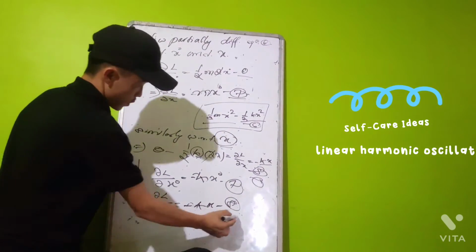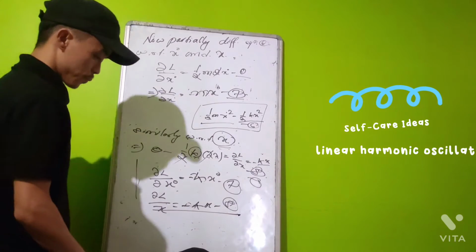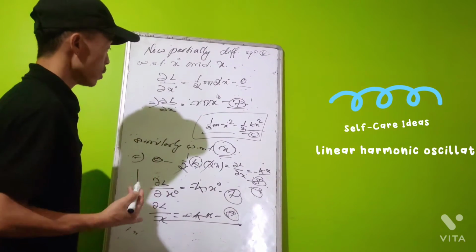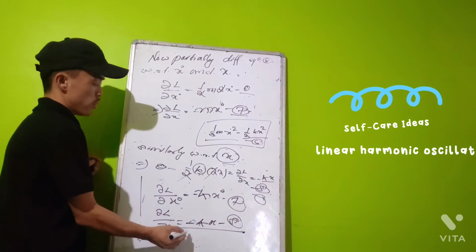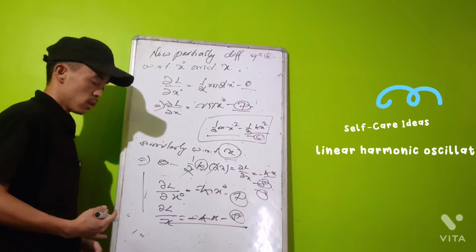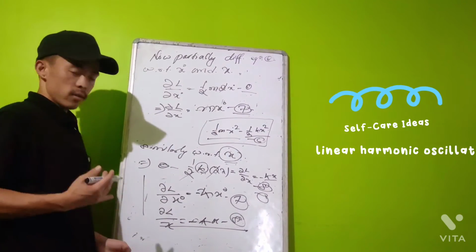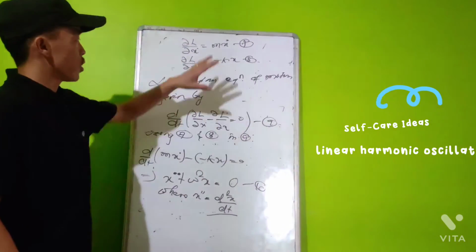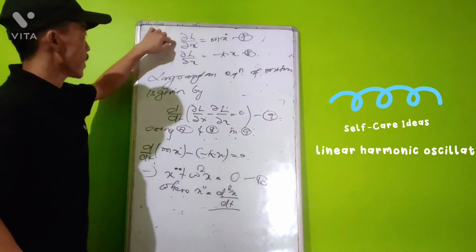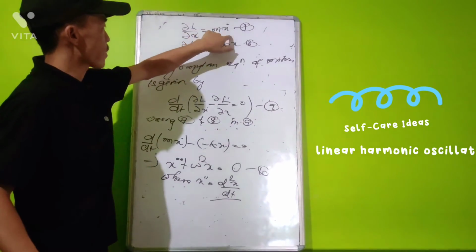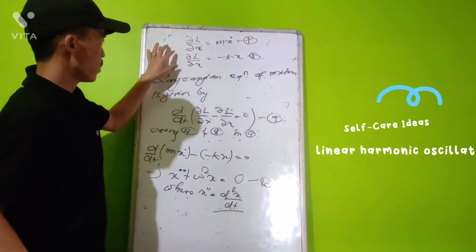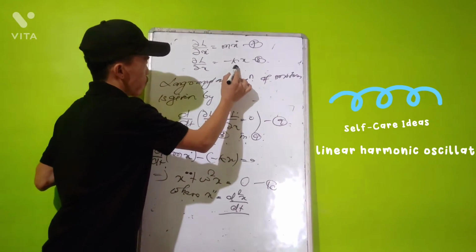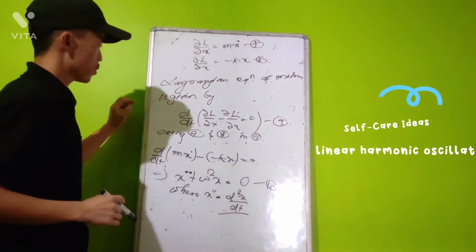Now we have to substitute these two values into the Lagrange equation of motion. In the next section, we will use the Lagrange equation. So in the previous section, we got the two equations: ∂L/∂ẋ equals mẋ, equation 7, and ∂L/∂x equals −kx, equation 8. So these are the two values.